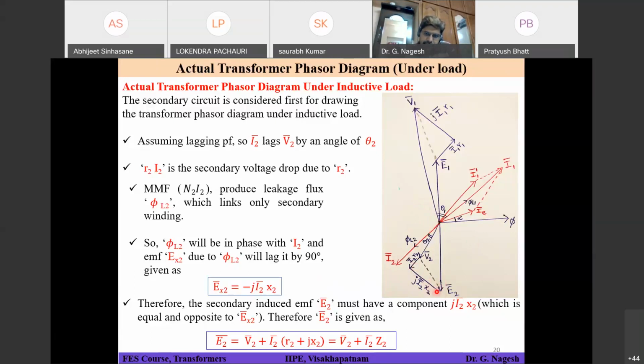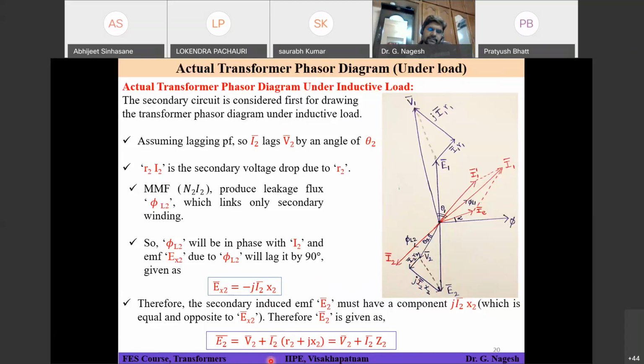So that's why you have I2 R2 drop and plus j into I2 X2 drop in the secondary winding. So E2, which is the voltage immediately across the secondary terminals, is the phasor addition of resistance drop, reactance drop, and the voltage at the load terminals. So E2 is equal to V2 plus I2 into R2 plus j into X2.